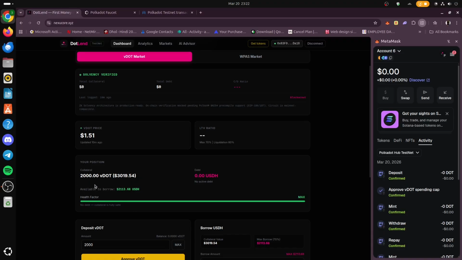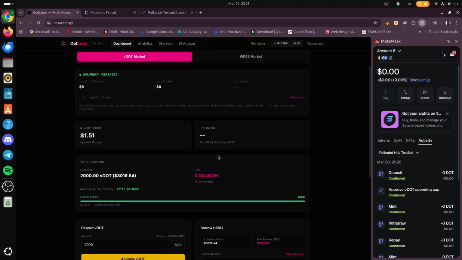2113.60 as USDH. Okay, and the max we can borrow is around 70%, but DotLend doesn't actually allow the user to get exactly 70%. You can borrow around 69.6, 69.8, 69.9, but not exactly 70%. Okay, and if your position moves from 70% to 80%, then your position moves to liquidation phase.